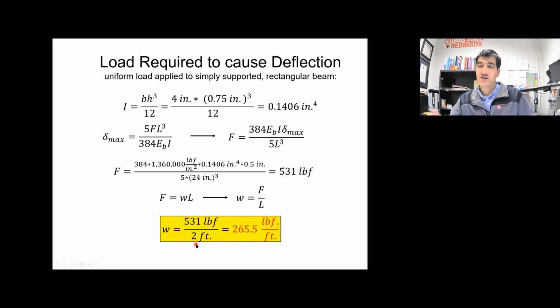It didn't tell us what units to put the uniform load in, so if your answer is in pounds force per inch, that's fine. It'll just be 12 times less than that. So W equals F divided by L. There's our F, here's our L in feet, but you could put in 24 inches here, and that would be fine. Here you get 265.5 pounds force per foot. Or you could convert that to inches, and that would be correct too, because it doesn't matter here whether our answer is in pounds force per foot or pounds force per inch. Either one would be correct here.